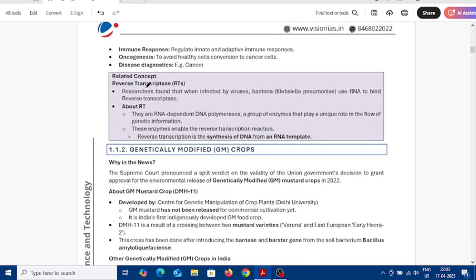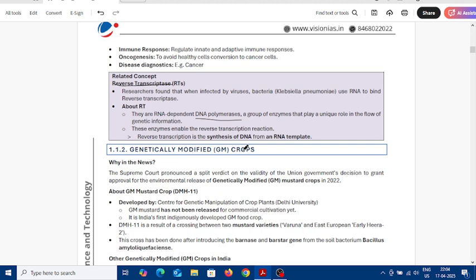Then we have reverse transcriptase. This concept is important. Researchers have found that when infected by virus, bacteria use RNA to bind the reverse transcriptase. Reverse transcriptase means they are RNA dependent DNA polymerase, a group of enzymes that plays a unique role in the flow of genetic information. These enzymes enable the reverse transcriptase reaction. The reverse transcription is synthesis of DNA from an RNA template.